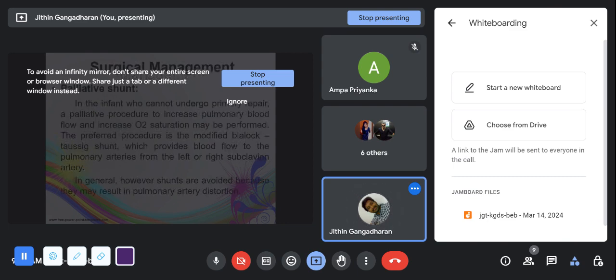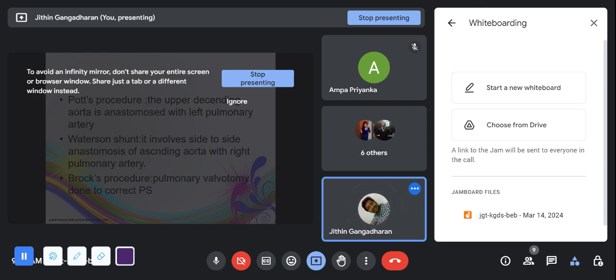So the management is surgical, we'll do the shunting. We'll surgically correct all those things. Now understand the surgeries. Now we are going into cardiac surgeries. Pott's procedure, kindly note this name. Here the upper descending aorta is anastomosed with the left pulmonary artery. Why is it so? We are making an artificial patency.